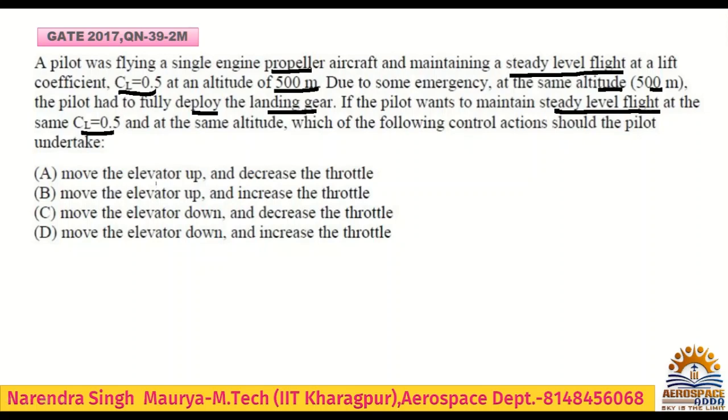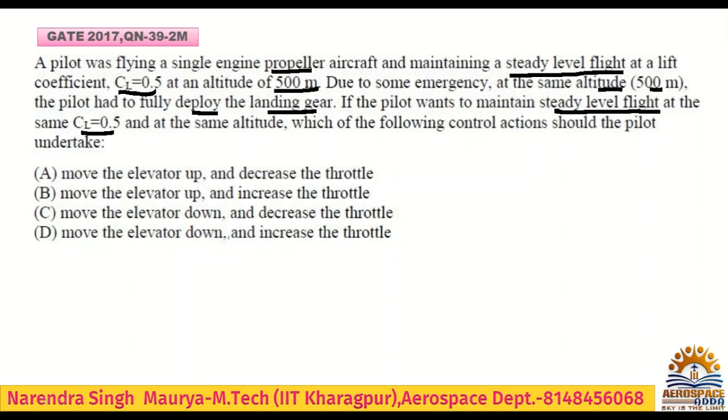Option A, move the elevator up and decrease the throttle. Option B, move the elevator up and increase the throttle. Option C, move the elevator down and decrease the throttle. Option D, move the elevator down and increase the throttle.